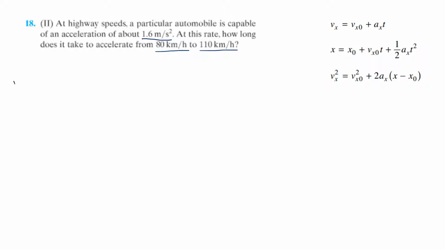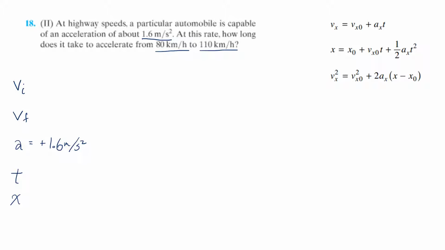So I think the first step is to identify the variables. So let's do V, V, A, T, X. V initial and V final. So let's poke around. I got 1.6 meters per second squared. That's obviously an acceleration because of the unit, right? Meters per second squared. And then I got an initial and final velocity, right?